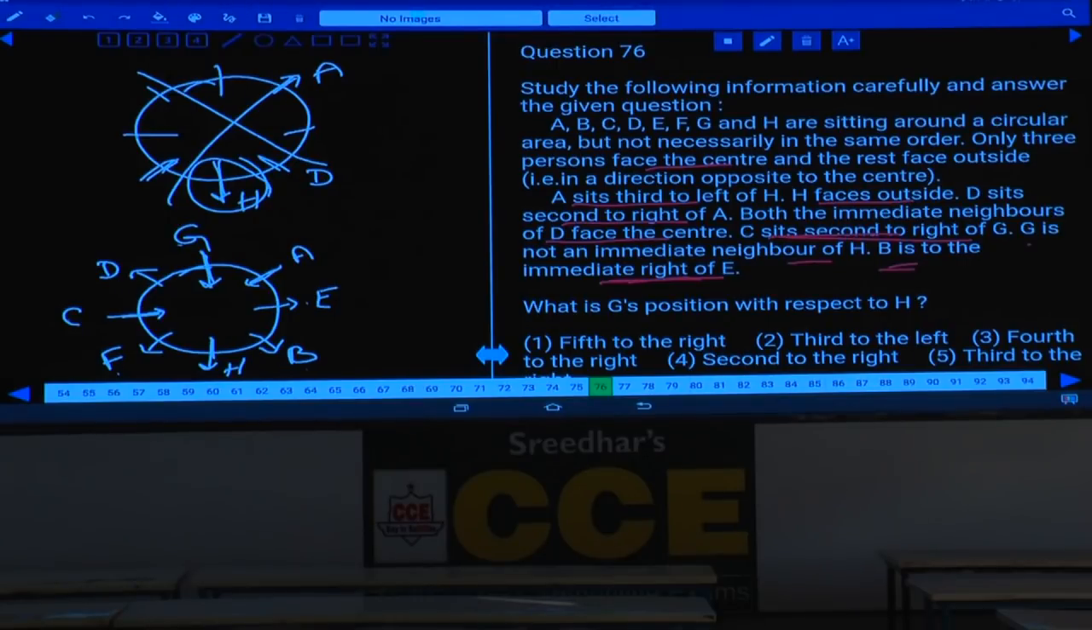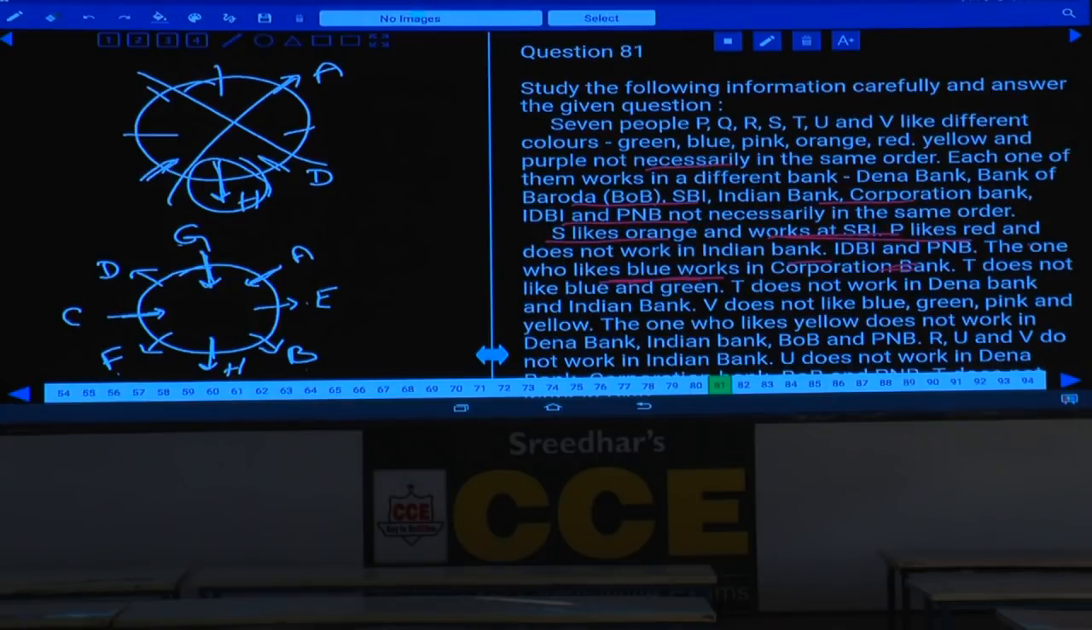Question number 76 to 80. Then 81 to 85, first draw this diagram, write down the final arrangement, then let us discuss this 81 to 85. How many persons are there?